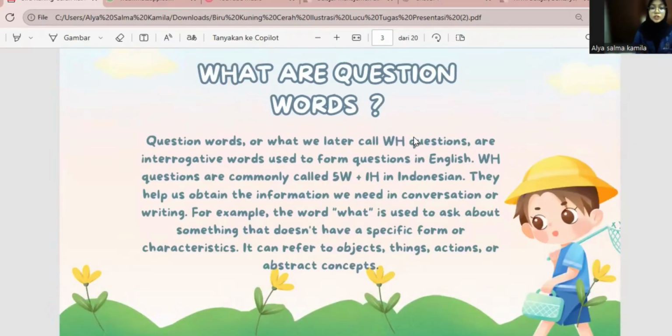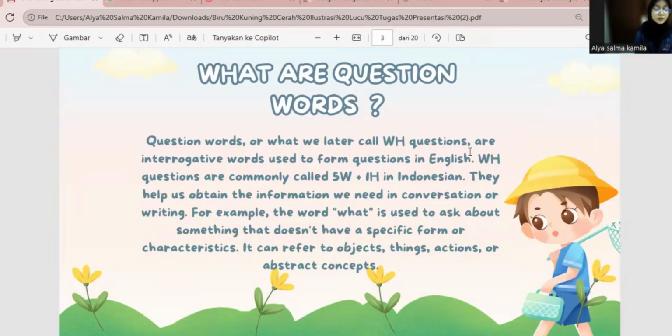What are question words? Question words, or what we later call WH questions, are interrogative words used to form questions in English. WH questions are commonly called 5W1H in Indonesian. They help us obtain the information we need in conversation or writing. For example, when we ask "What is your favorite color?", we use what because we are asking about a thing, the color.